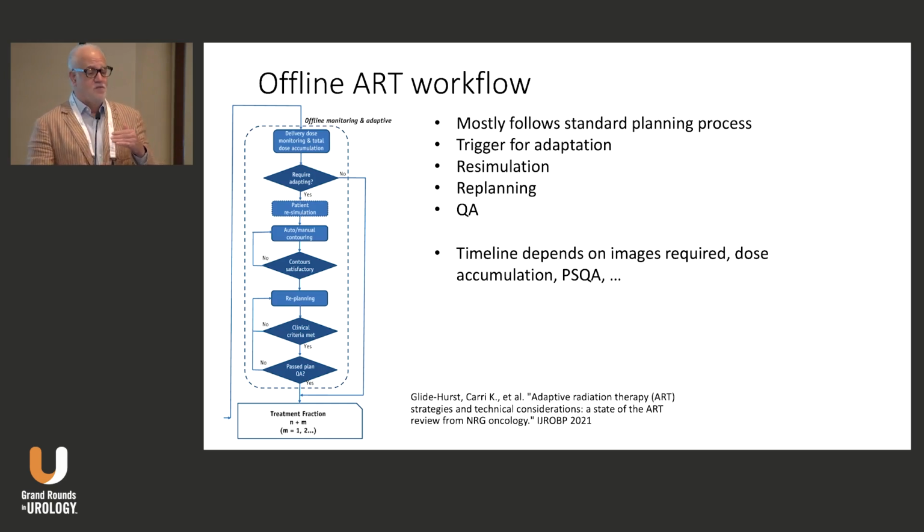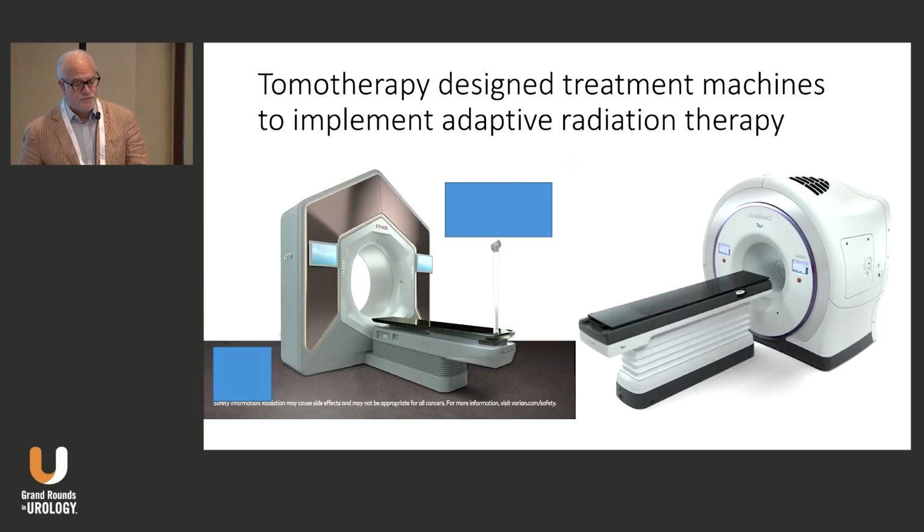But mostly these workflows follow standard planning processes. There's triggers for when to adapt the plan. There's resimulation or replanning. And then, of course, again, this QA to make sure that when you have a new plan, that is indeed what's actually going to be delivered. And so, again, depending on when you're going to image, how often you're going to image, how often you're going to replan, a lot of things go into play here.